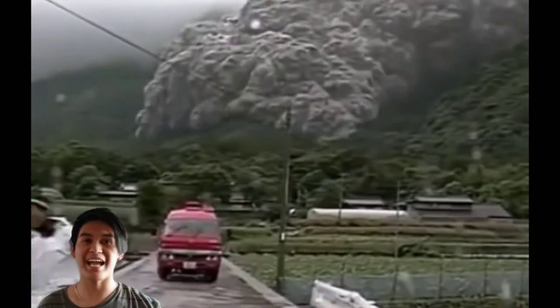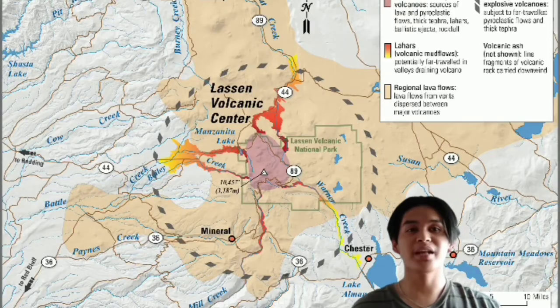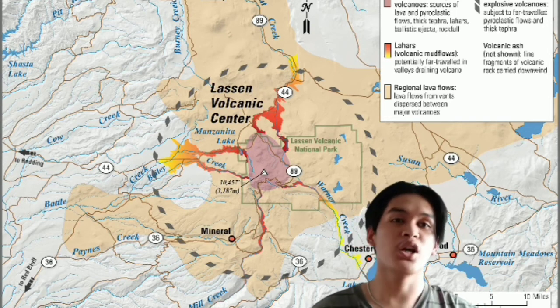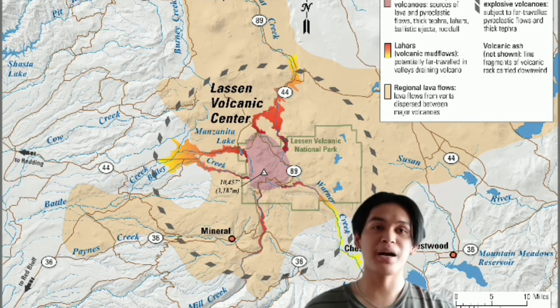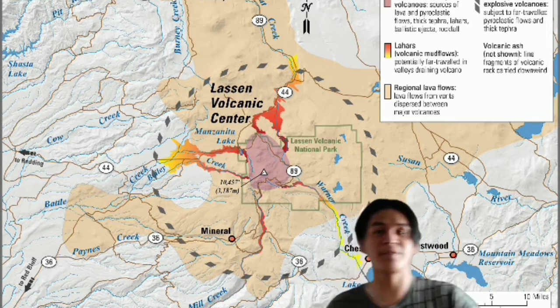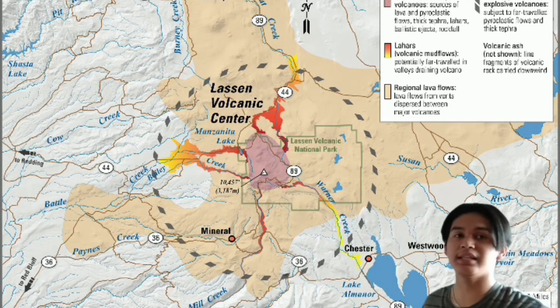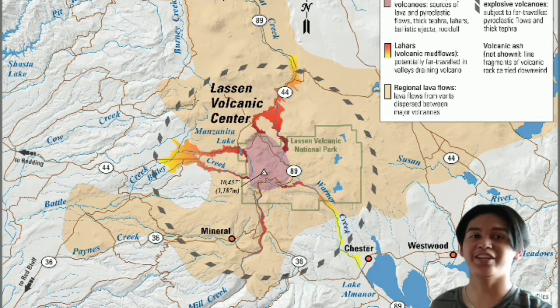Kaya, be careful tayo. Next, we are going to interpret the simplified hazard maps showing potential impact for the ground-based hazards. And the best example we have is the Long Valley Volcanic Center in California.